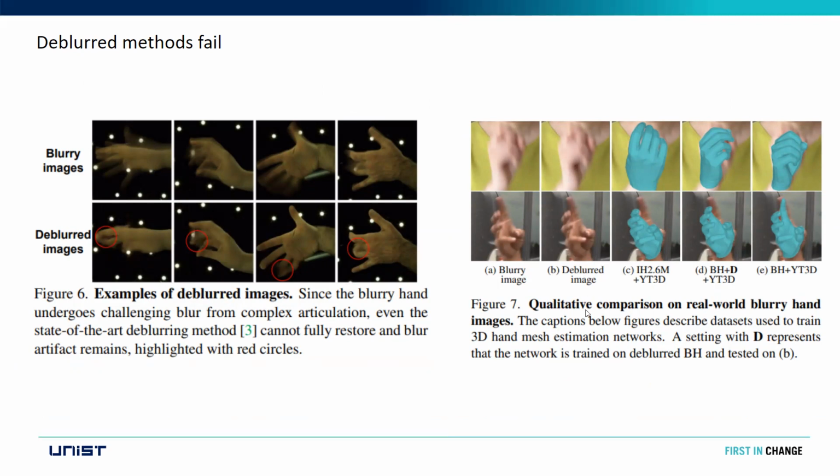And they also did a qualitative comparison on YouTube 3D, which has no ground truths. They just perform qualitative comparison on that. In this one, this network is trained on deblurred BlurHand. As can be seen here, if we use the deblurred BlurHand dataset, our model, this is coming from BlurHandNet, performs worse than if we don't apply the deblurring to the dataset.